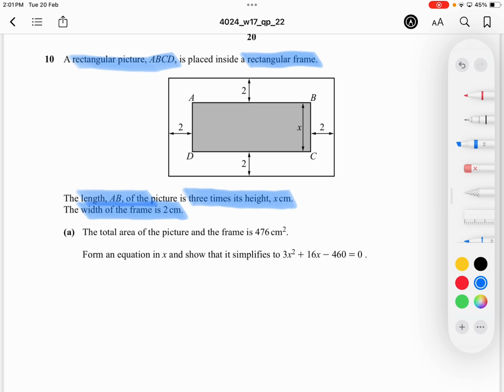We refer back to the question, the length AB is 3 times its height. So, X must be given there. So, the height of the picture. So, the picture is the shaded part. That must be clear. The question has already given it. Okay? So, the picture is X. And then, which means the length now we need to label it.